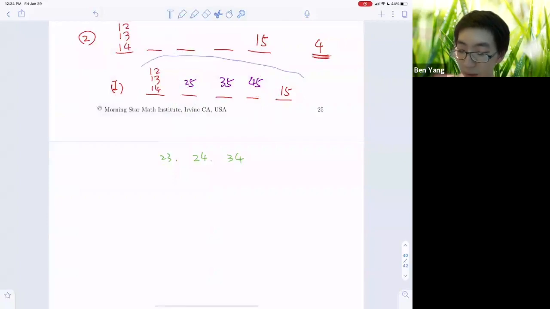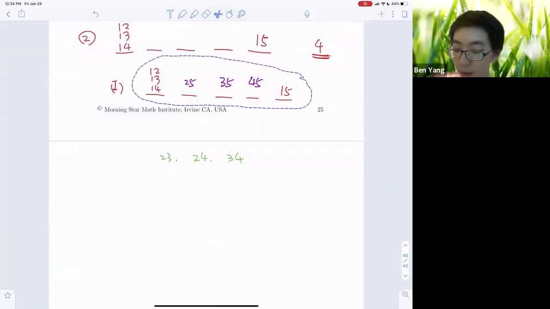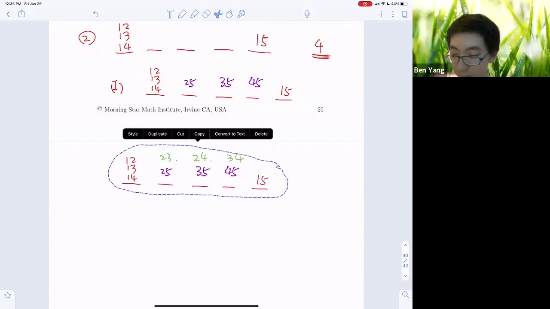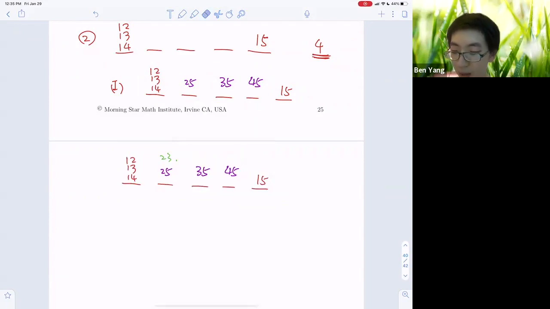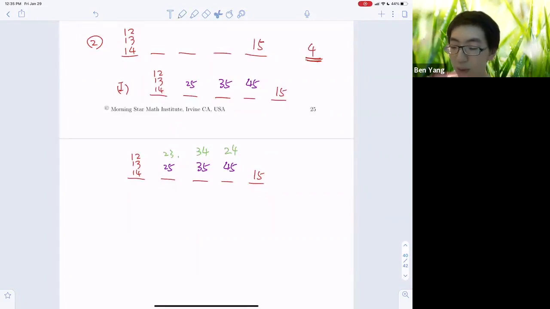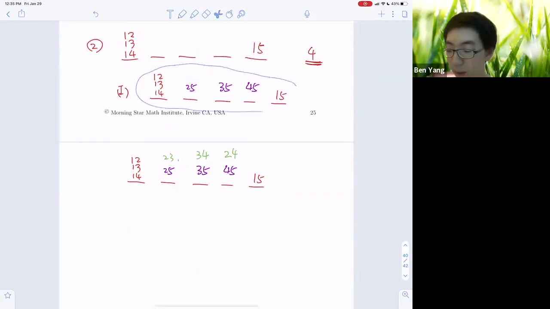Let me write it down there. So I'm going to copy everything. So we have 2, 3 in the second box. Then we know that this 2, 4 cannot be put here. So the only place for 2, 4 is the fourth box. And then we have the card 3, 4 left. That can only be placed in the third box. That's one subcase, and there's another one.